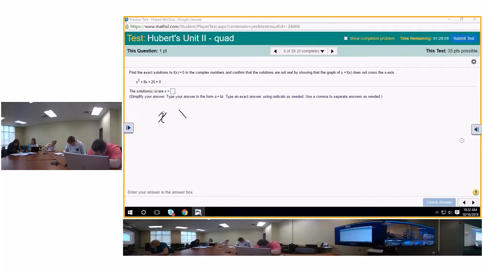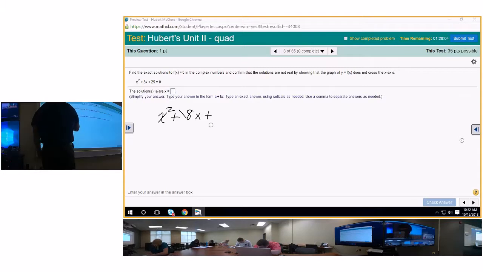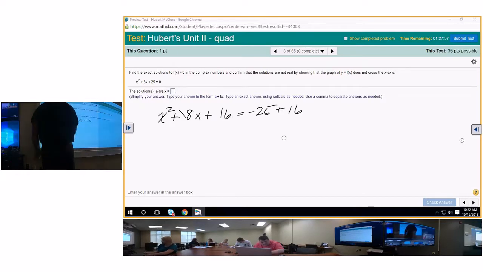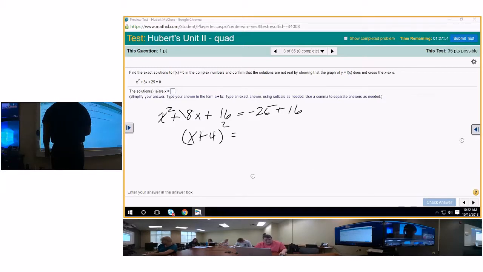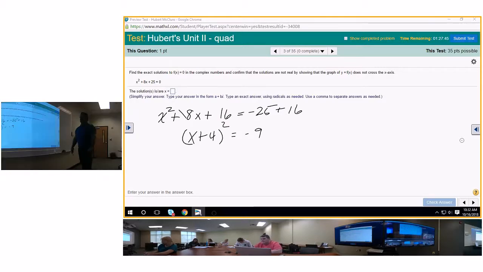X squared plus 8x plus, 8 divided by 2 is 4, squared is 16, equals negative 25 plus 16. X plus 4 quantity squared is equal to negative 25 plus 16, which is negative 9. We have no x-intercepts. We know the vertex is negative 4 and positive 9. So we've got to sketch the graph.